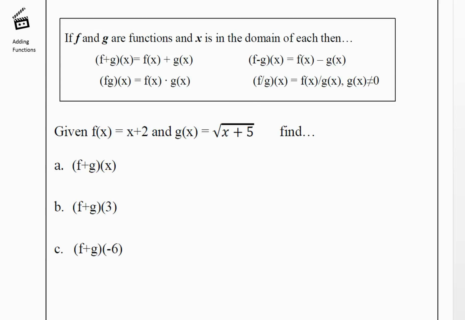Now that we've learned about functions, we're going to learn about how we can do algebra with functions. So the very basic thing we can do is take two functions and add, subtract, multiply, or divide them to get a new function. So if we have functions f of x and g of x, we'll see an example here.